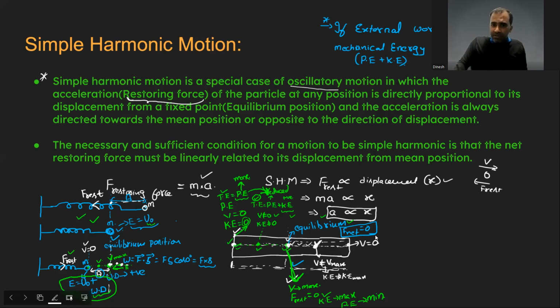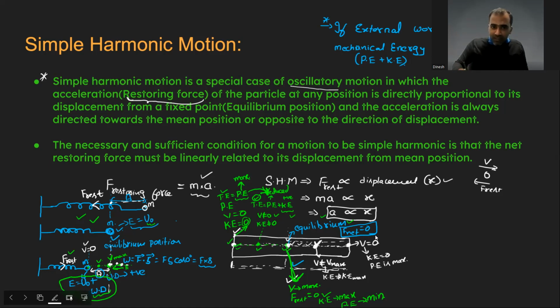Now, as it comes to the extreme position, why am I calling it the extreme position? Because it keeps on moving. It is retarding because of the restoring force. It is pulling back. The velocity keeps on decreasing, and at some point it becomes zero. Till it becomes zero, it keeps on moving. So when velocity becomes zero, kinetic energy is zero at the extreme position. And if kinetic energy is zero, potential energy is maximum. Is that okay?